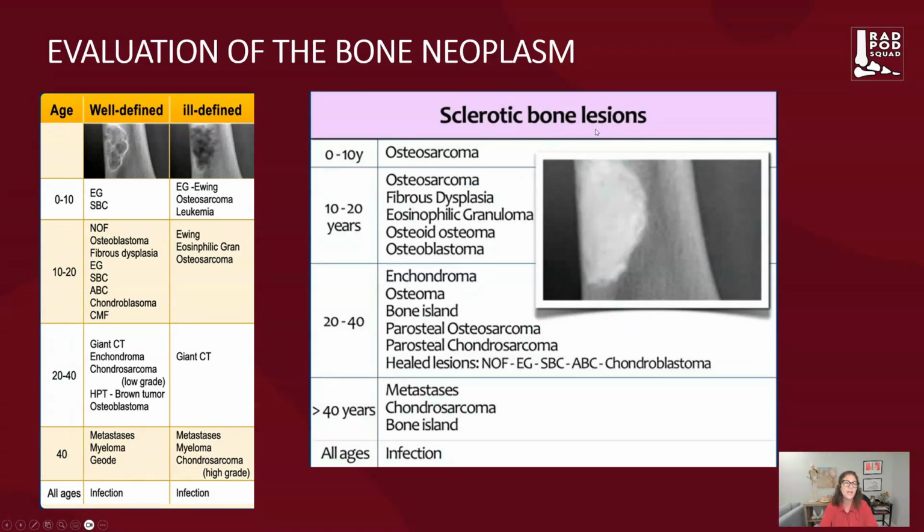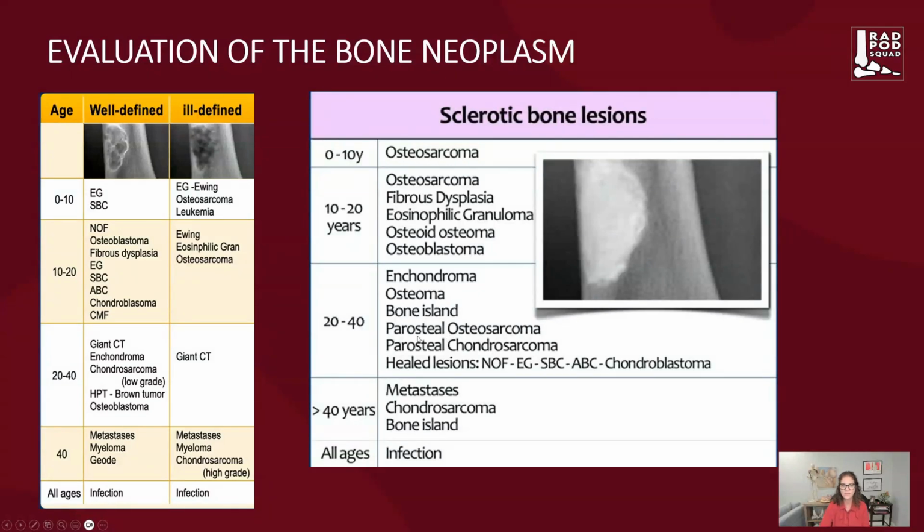Moving on to sclerotic bone lesions, as divided by age, in young patients a sclerotic lesion is likely to be an osteosarcoma, so we'll look out for that. At 10 to 20, we can add in fibrous dysplasia, eosinophilic granuloma, osteoid osteomas, and osteoblastomas in addition to osteosarcoma. At 20 to 40, we're seeing enchondromas and osteomas, those are bone islands, and parosteal osteosarcomas, those are lesions that occur adjacent to the cortex.